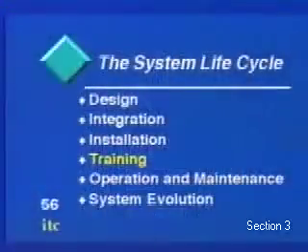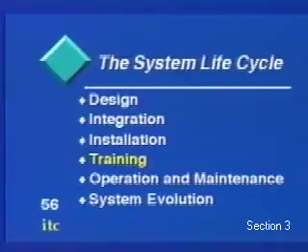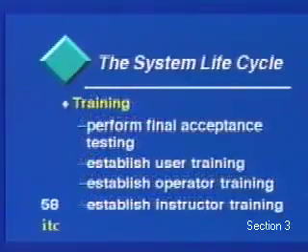The fourth step in the system life cycle is training. Training is performed after final acceptance testing. Final acceptance testing usually involves both users and operators to verify that each of the system capabilities agreed upon in the design phase is available and functioning properly. Once acceptance testing is complete, training can begin.